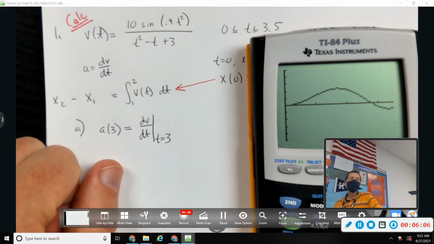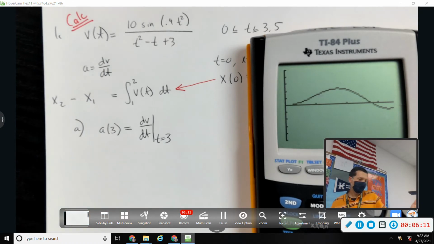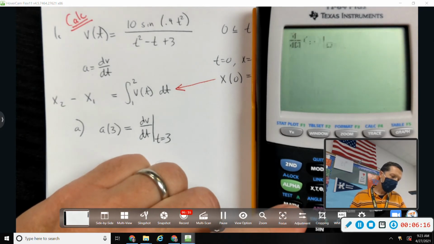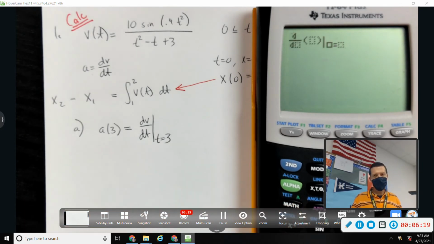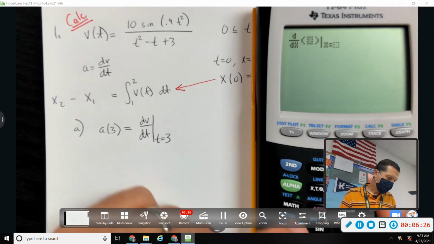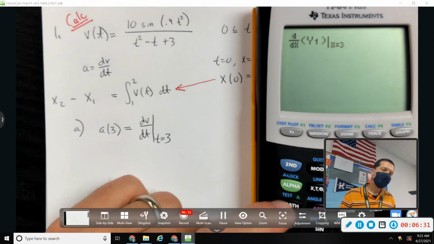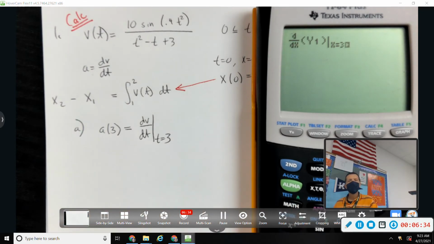So how do I find the derivative at 3? There's two options. If I'm out of that and I want to go Math 8 for derivative, Math 9 is integral, so you'd figure it out if you hit it. So dx. Do Math 8 and then put in the velocity so you can get the derivative. Correct. So the derivative of y1, which is the velocity, at x equals 3.